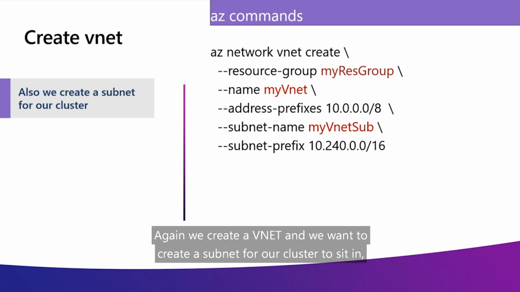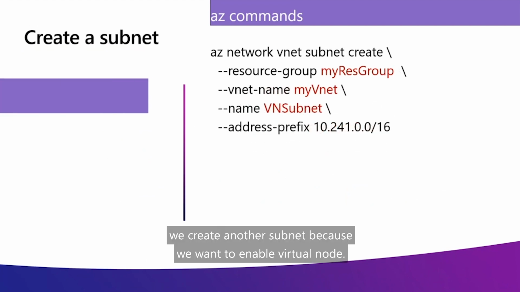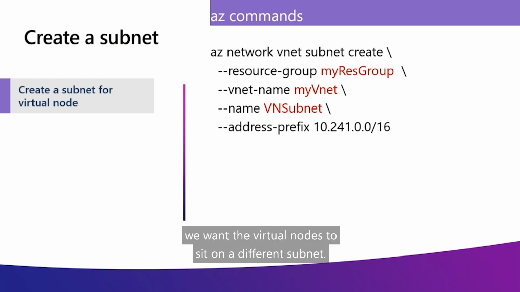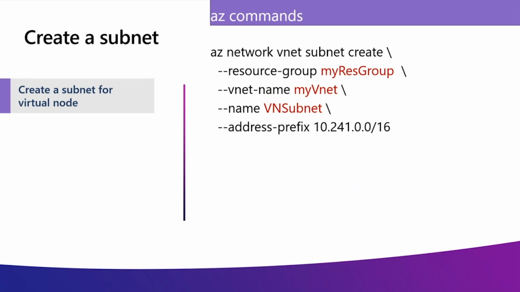Again, we create a VNet, and we want to create a subnet for our cluster to sit in. In our case, it is 10.240.0.0. After that, we create another subnet because we want to enable virtual node, and for even more security, we want the virtual nodes to sit on a different subnet. If you've seen before, the subnet for our cluster for our normal nodes was 10.240, but now we create another subnet with 10.241 for our virtual node.